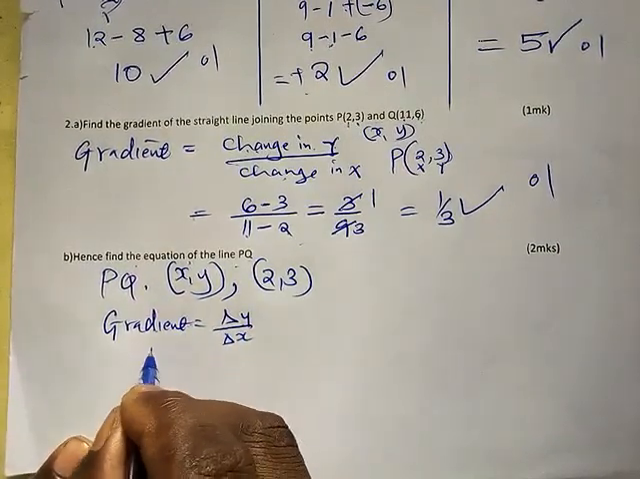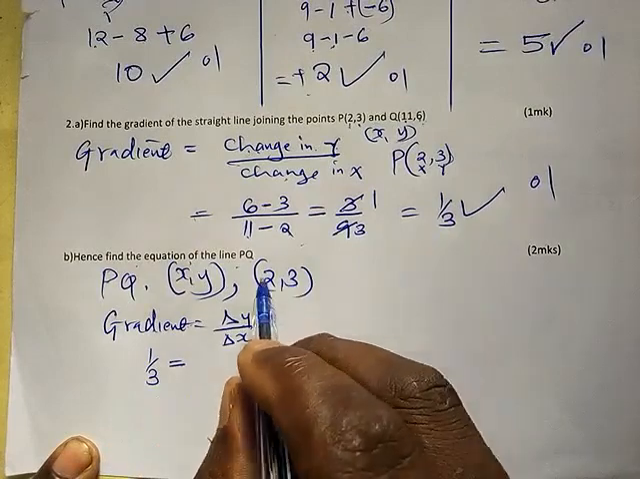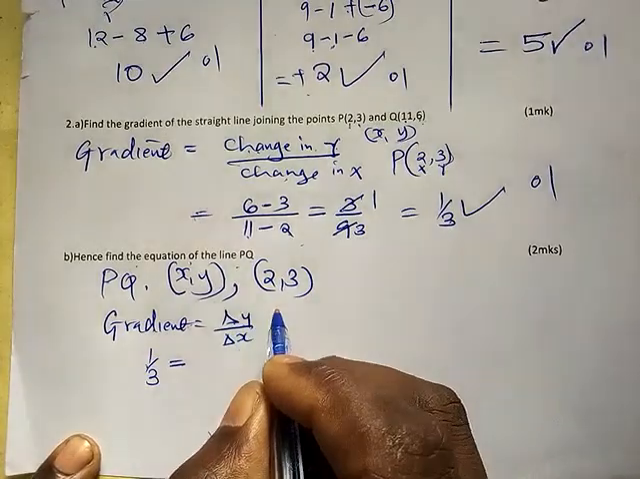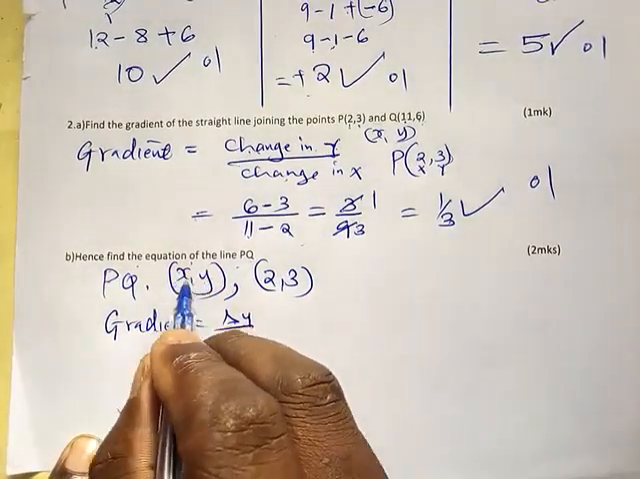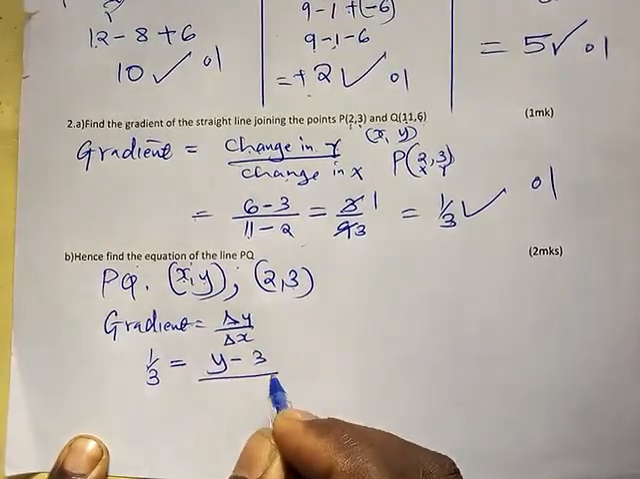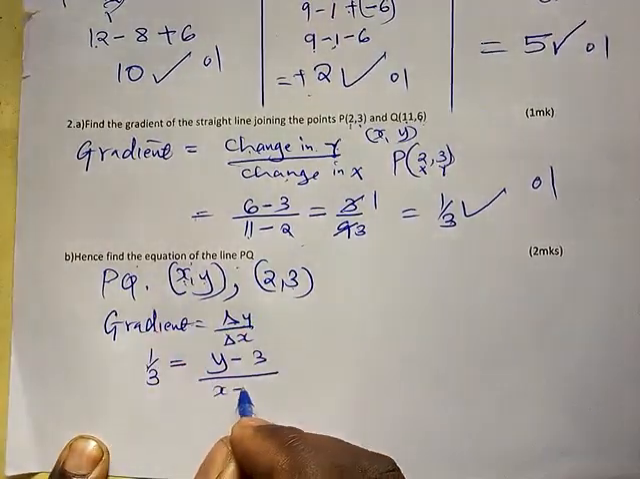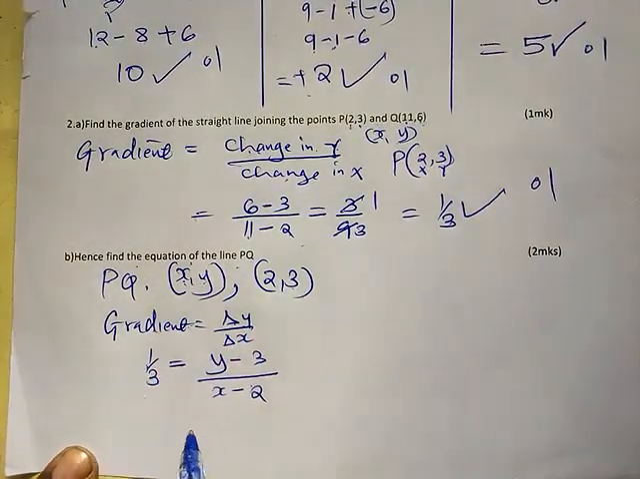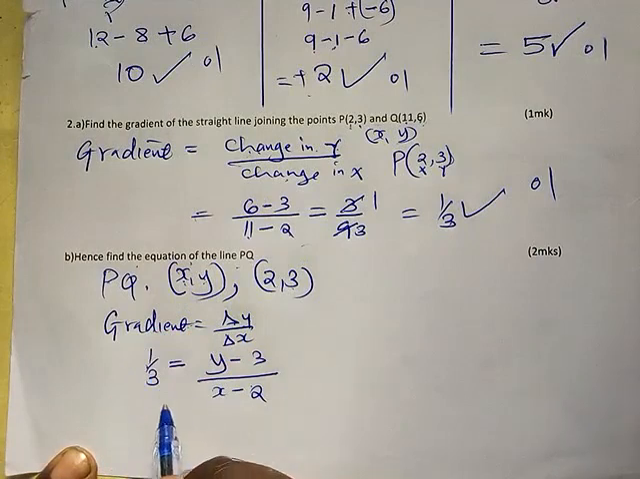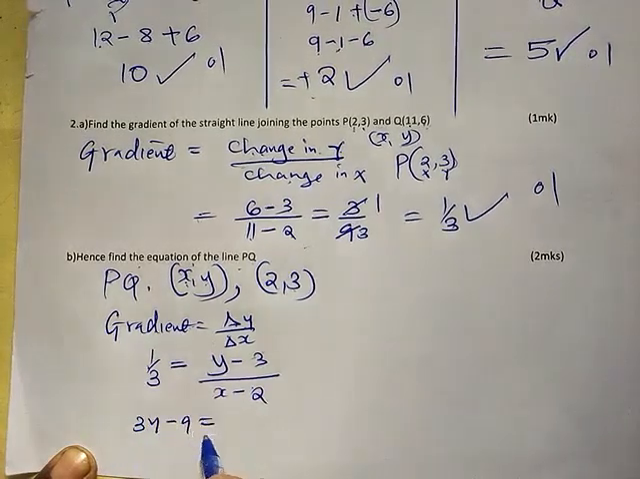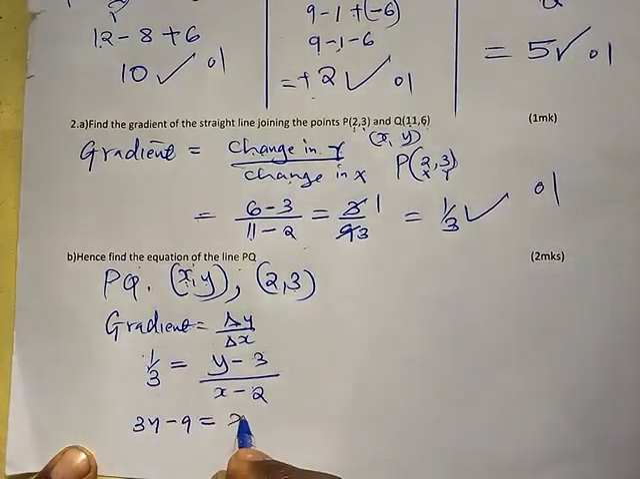Now we have the gradient, which is 1 over 3, equal to change in y. This time we have the coordinate (x, y) and this one. So y minus 3 divided by x minus 2. Because this is a fraction, we can cross multiply. So this times this will give us 3y minus 9, equal to this times everything there, x minus 2.